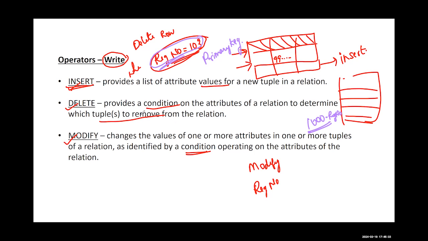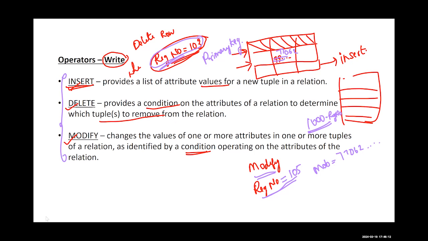Similarly, if I want to modify a particular student's mobile number, then I will make sure that the register number is, for example, 105, the student whose mobile number I want to change. Then I will use a modify operation. The condition should be that the register number is 105, and then I will say modify the mobile number to the recent one, whatever it is. Okay, so this will make the modification in the required field of that particular database. So these are your operators for write: insert, delete and modify. I hope this is clear.